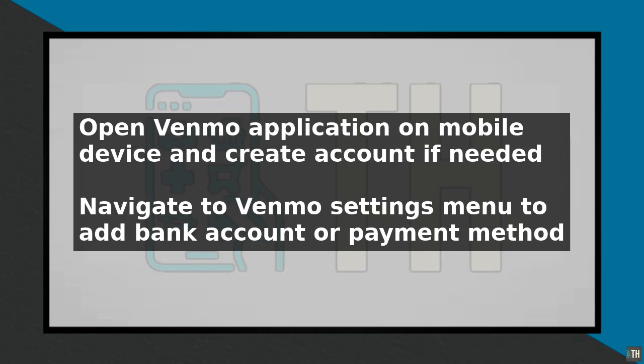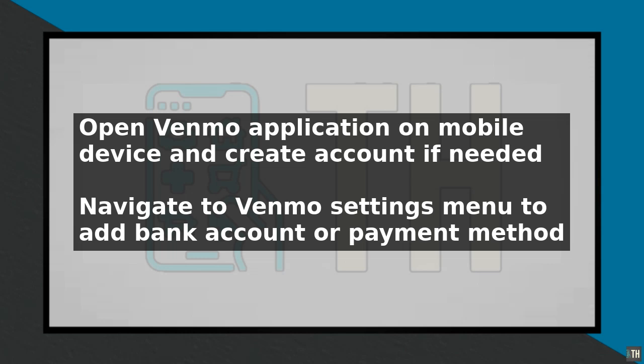Next, navigate to the Venmo settings menu. This is usually represented by a gear icon or a menu button. In the settings menu, select the option to add a bank account or payment method. Choose the option to link a bank account.